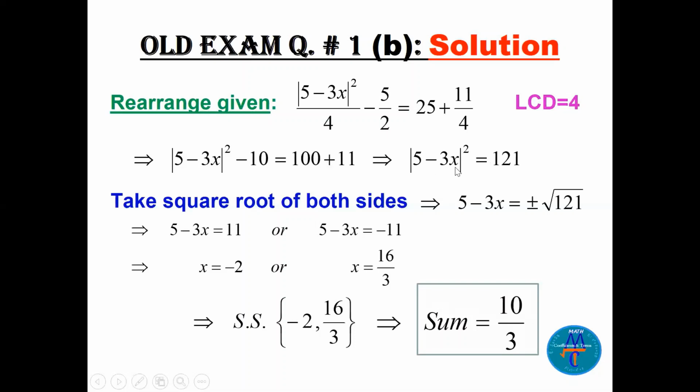And it will be this equation now. 5 minus 3x, absolute value, remember square, is equal to 121. Take the square root of both sides. You mean take the square root like this. So 5 minus 3x is plus or minus, remember, square root of 121, which is 11. So we have 1 time 11, 1 time minus 11. So the solutions are minus 2 and 16 over 3. When you add them, you get 10 over 3.